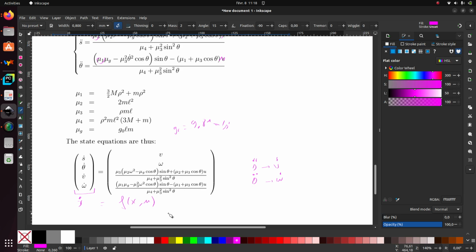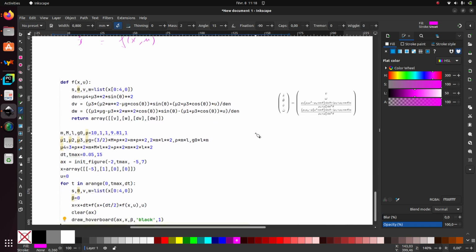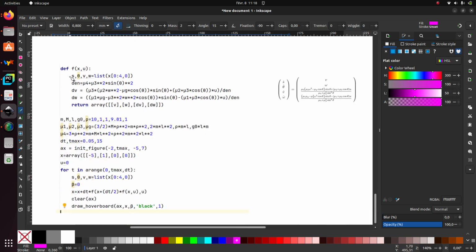Now from this, I should be able to program and provide a simulation using, for instance, a Runge-Kutta method. So I will write a Python program where I have my evolution function f of x and u, which corresponds to this expression, with this denominator occurring here and here, and mu1, mu2, and so on appearing here. Note that all of them are positive.